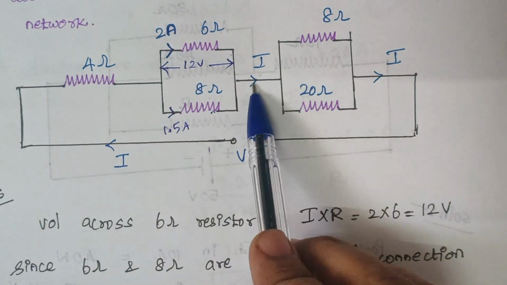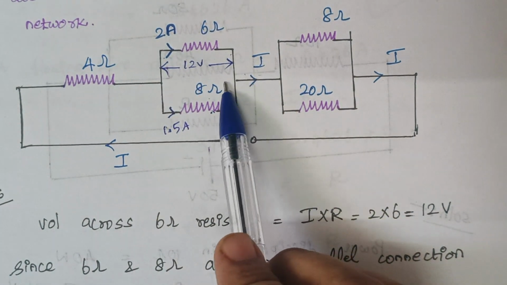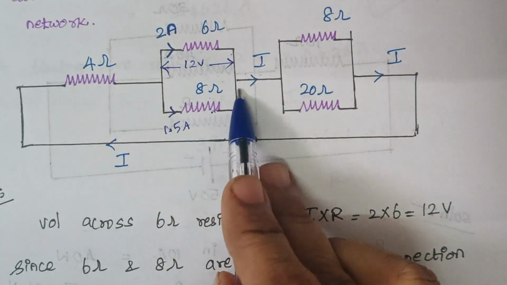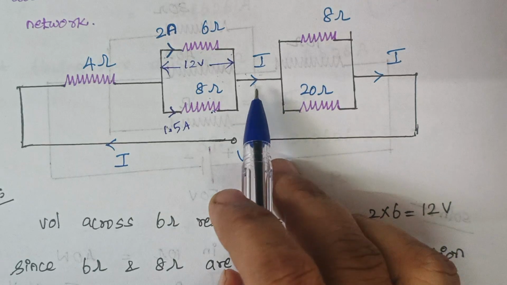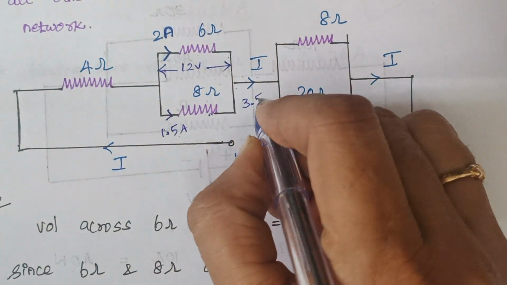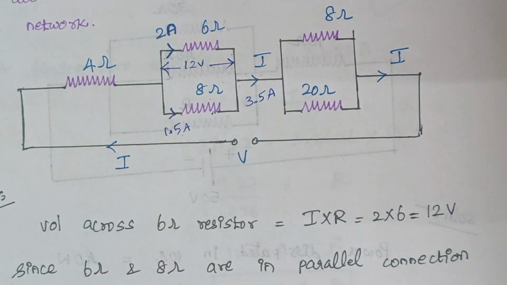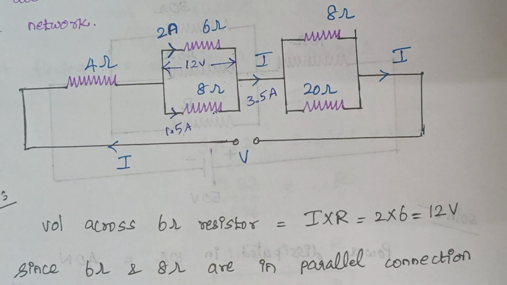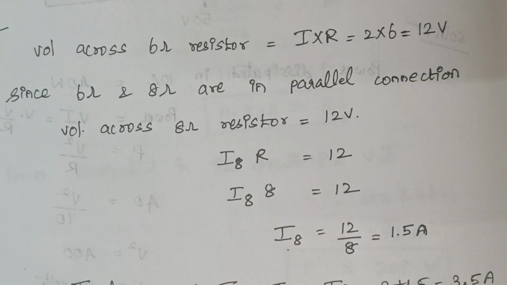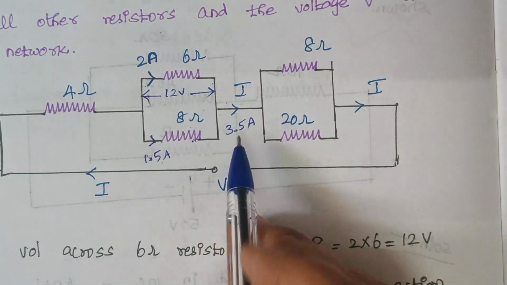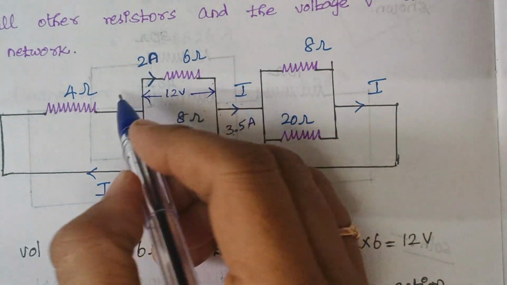Now we can easily calculate the output current, right? The current flowing through this part. So it is nothing but here comes 2 amps and here comes 1.5 amps. So what will be the current here? 2 plus 1.5. Therefore the current in this part is 3.5 amps here, right? So here it is 3.5 amps.